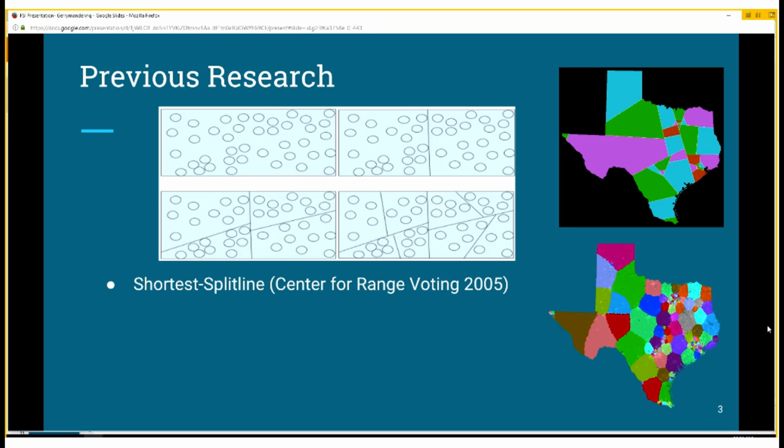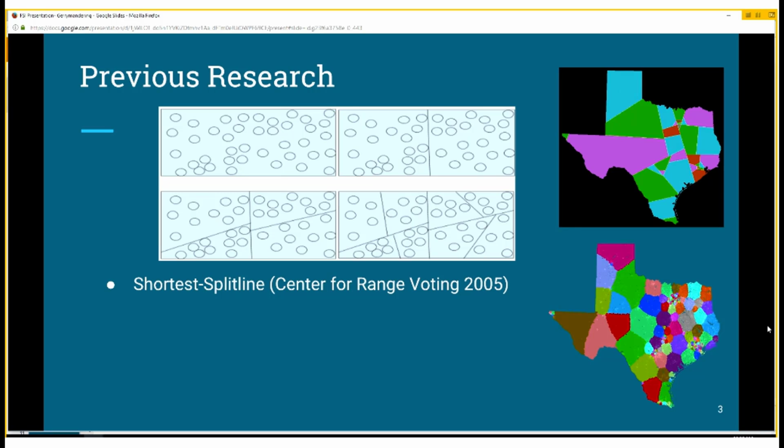And how this algorithm works is it creates equally populated districts by drawing the shortest line that would make that population distribution possible. And that's displayed in the top image, where the first division creates two equally populated districts, and the subsequent divisions create 4 and 8 equally populated districts, respectively.